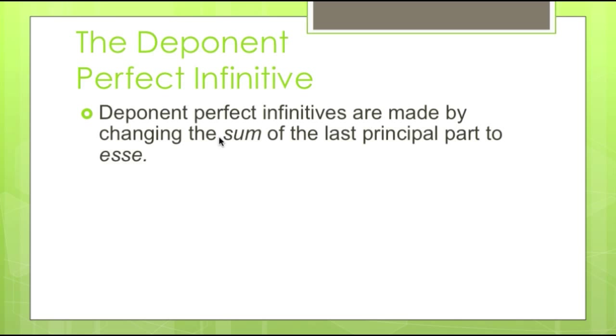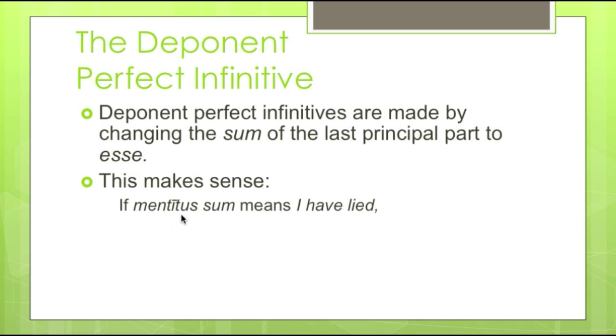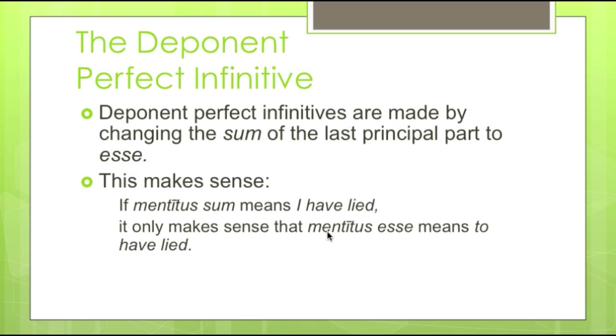Deponent perfect infinitives are made by changing the sum of the last principal part to esse. This makes sense. If mentitus sum means I have lied, literally in Latin what you're saying is something like I am having lied, and that means I have lied. It only makes sense that if you change the sum to an esse, you'll get an infinitive. So it only makes sense that mentitus esse means to have lied. This is to be having lied, or something like that. So just changing that sum to an infinitive creates the perfect infinitive.